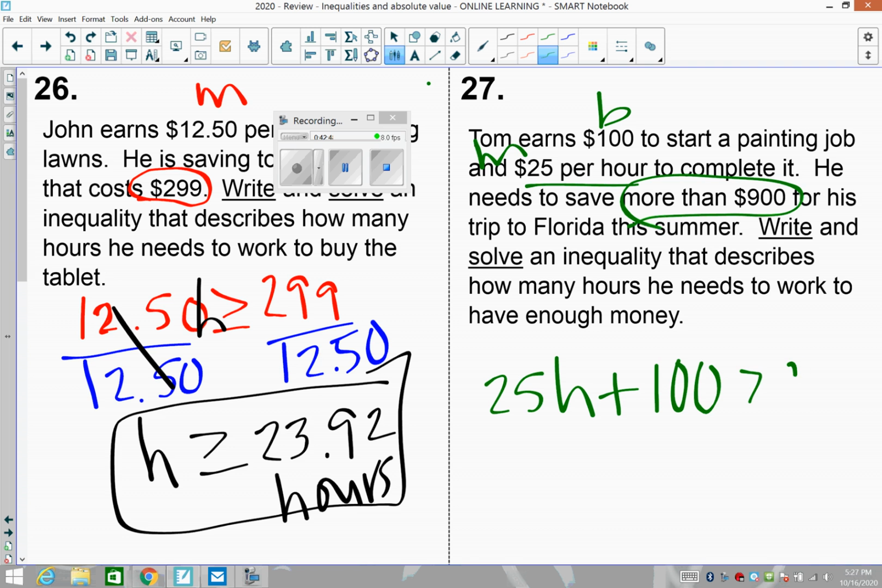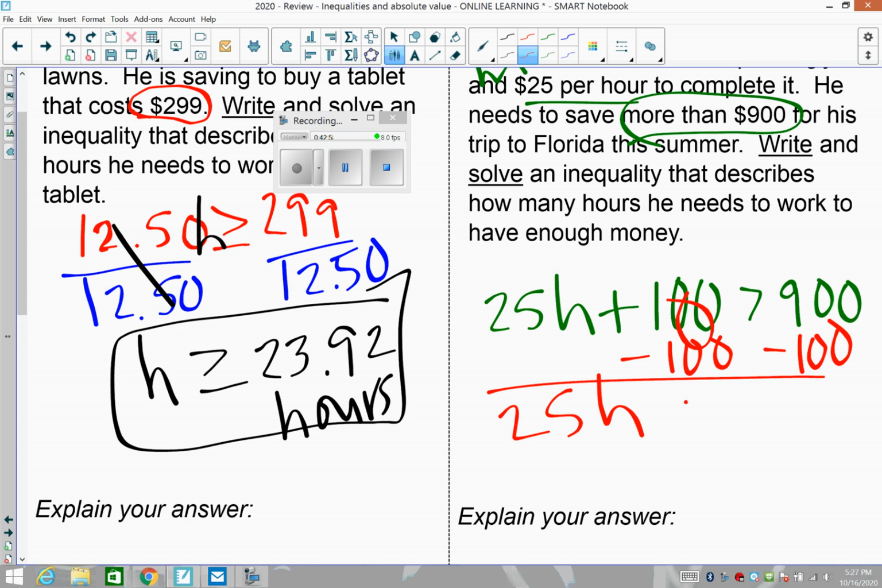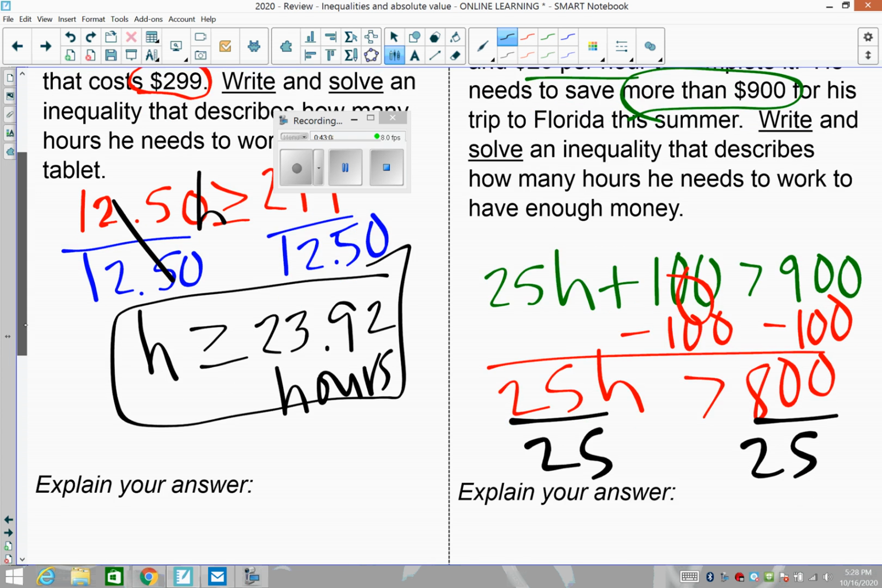He needs to save more than 900. So right away at the start, we can subtract off this 100. So that means that he only has $800 left that he needs to earn. So we're going to divide both sides by 25. Notice we're not dividing by a negative, so we don't have to worry about flipping the sign.